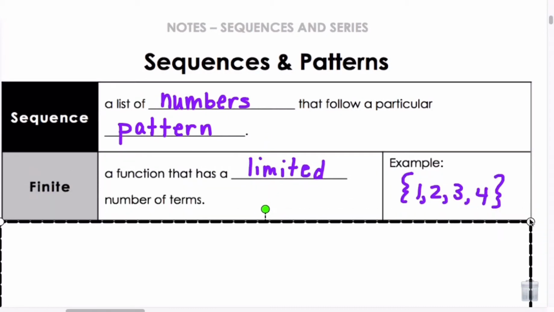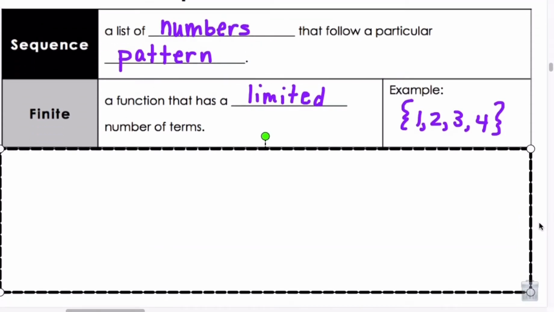And there are two different types of sequences. There's finite, a function that has a limited number of terms. So an example would be the numbers 1, 2, 3, 4. You can see it has a beginning and an end. So finite means it's a limited number of terms.